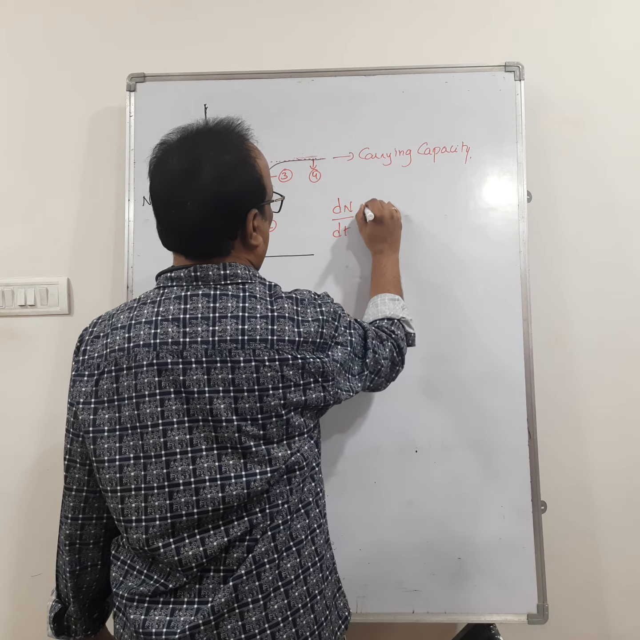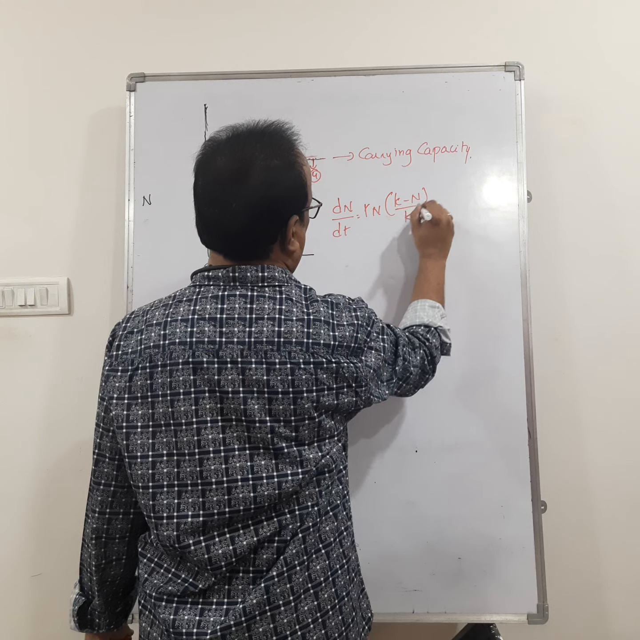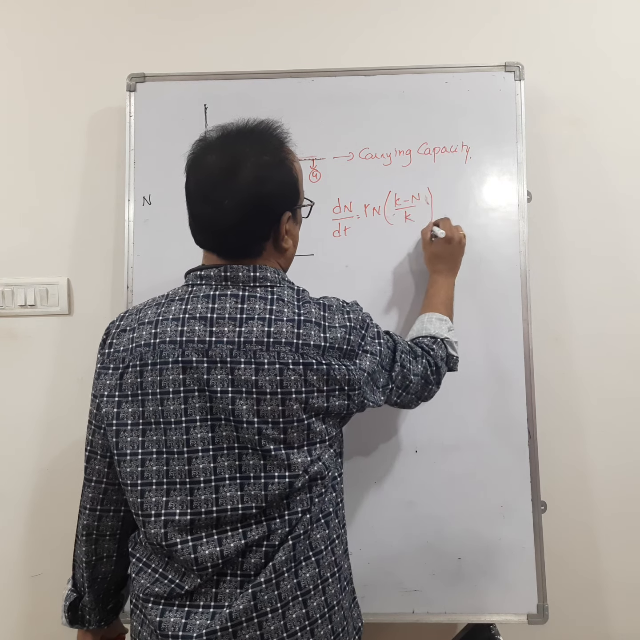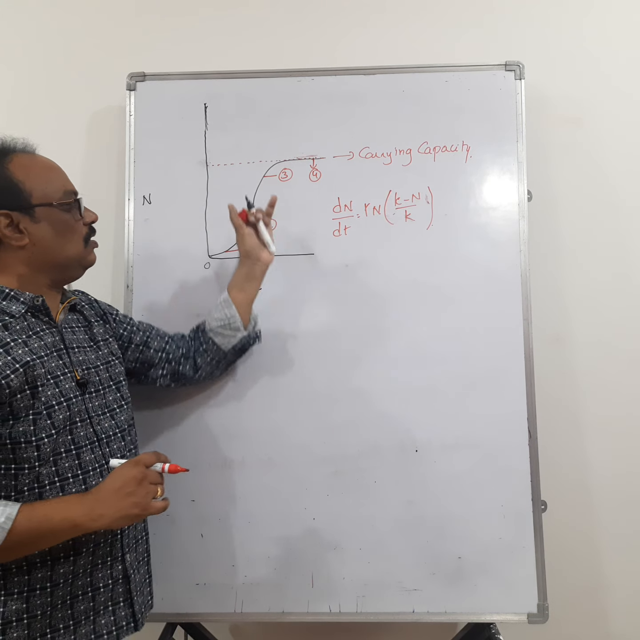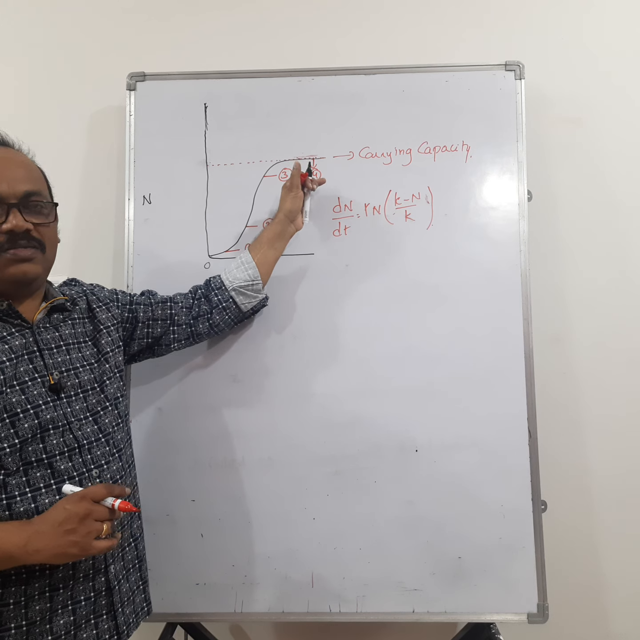dN by dt equal to rN (K minus N) by K. So this is very important formula for the NEET also. They will be asking you this type of growth curve shows which formula. Or this is called as sigmoid growth curve or logistic growth curve. Another name for this one is logistic growth curve.